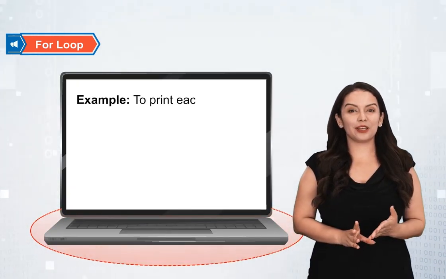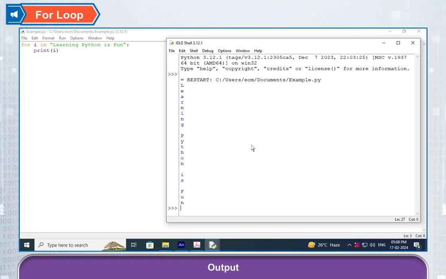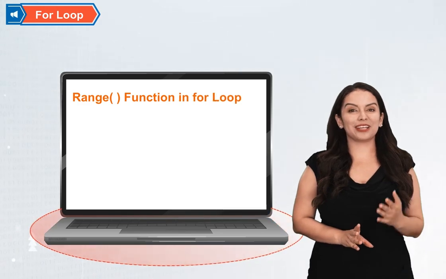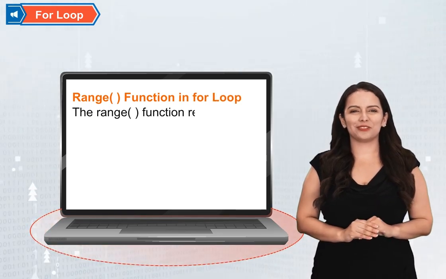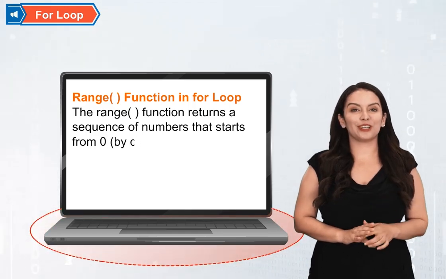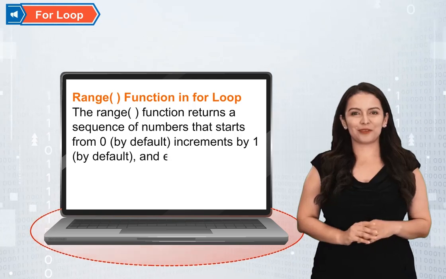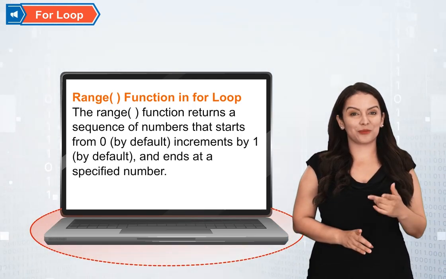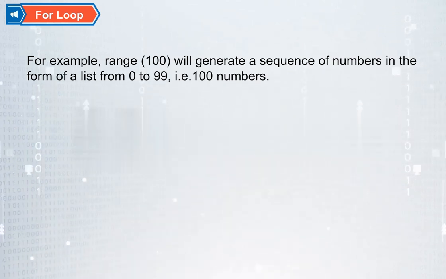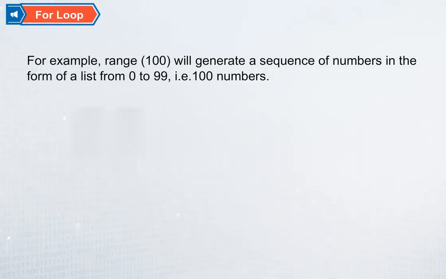Example: to print each letter of a string. Program. Output. Range function in for loop. The range function returns a sequence of numbers that starts from 0 by default, increments by 1 by default, and ends at a specified number. For example, range 100 will generate a sequence of numbers in the form of a list from 0 to 99, that is 100 numbers.